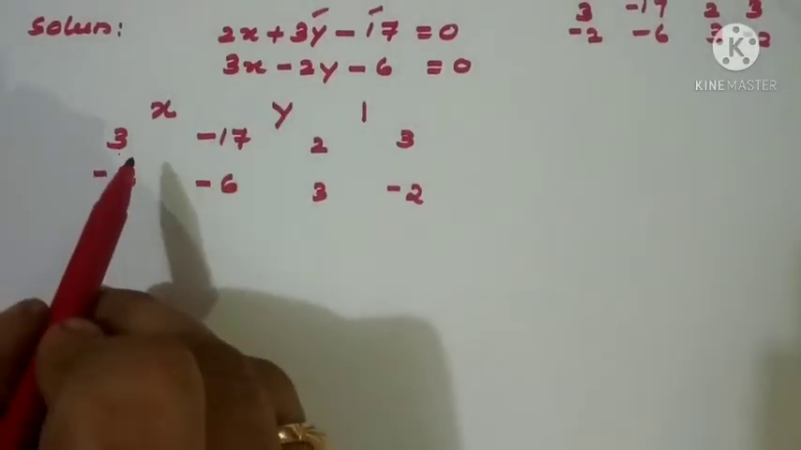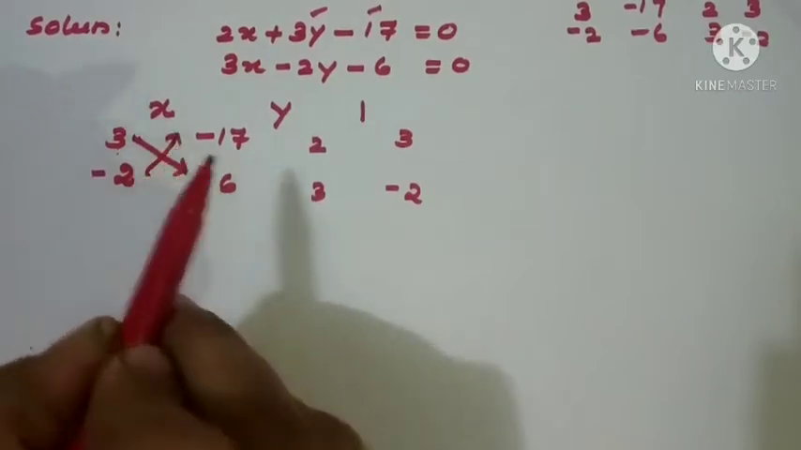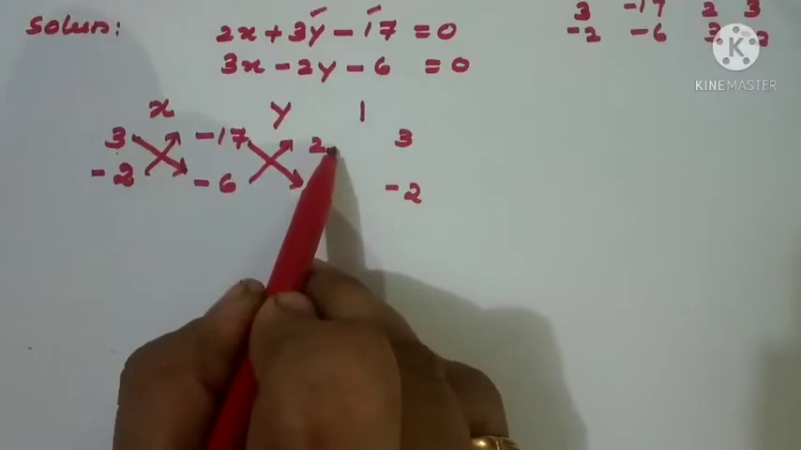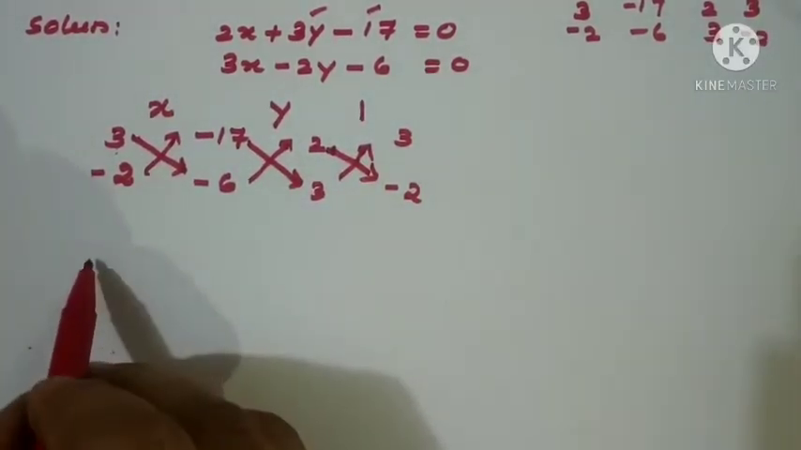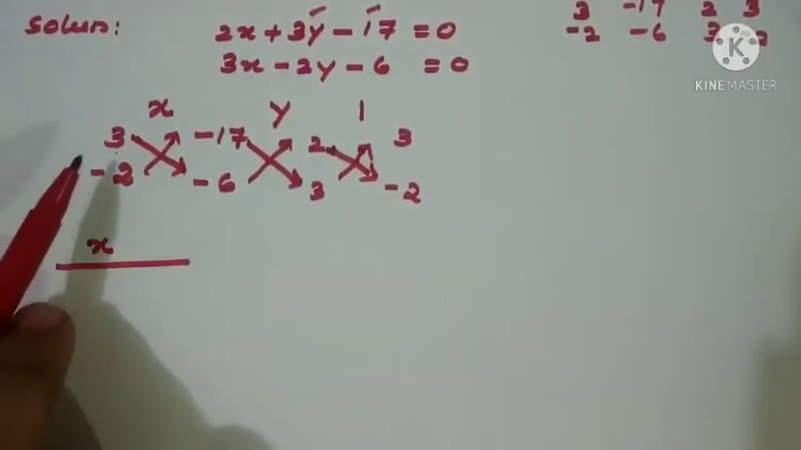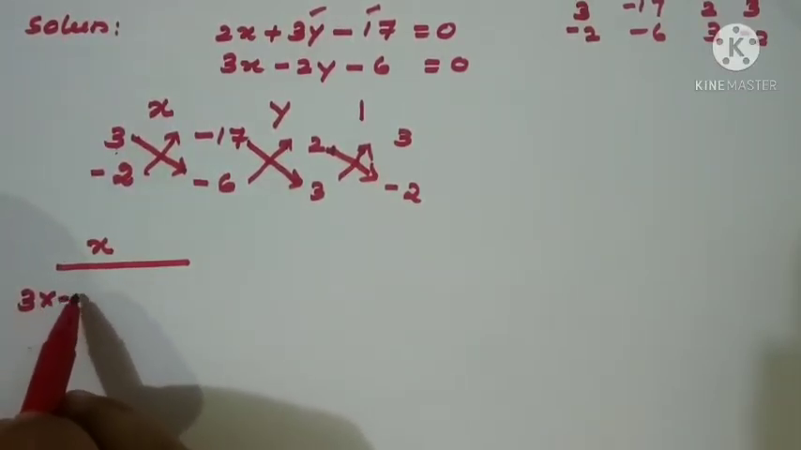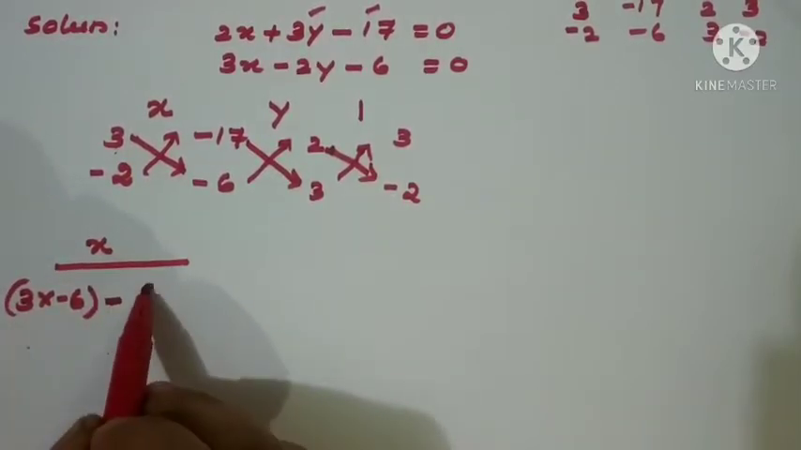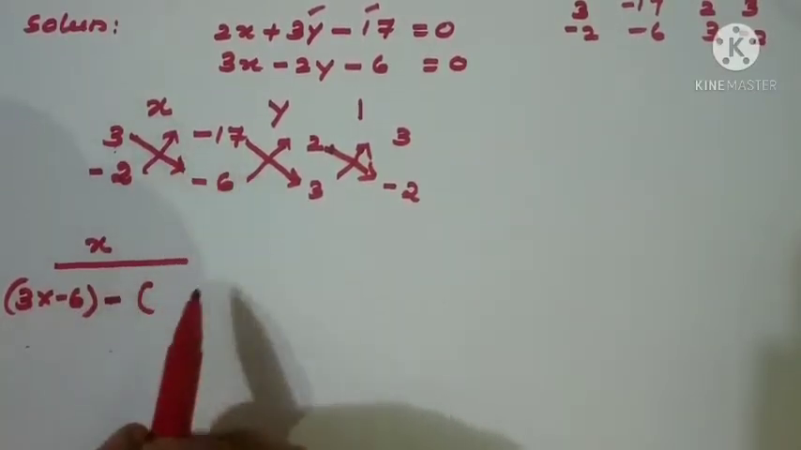What is the next step? We should put cross marks here. This is cross multiplication. Again, we start from the left-hand side. I think you got the idea now. First I write x, then form the ratio. I multiply 3 and minus 6, 3 into minus 6. By the formula we put one more minus. Again this side, minus 2 into minus 17.